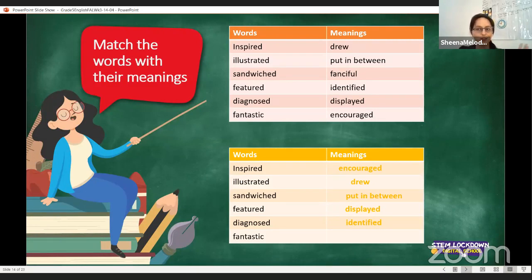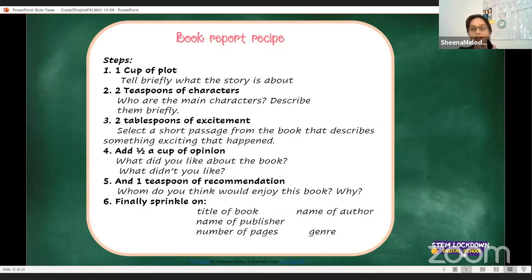Last one. I think you'll get that one because it's the last word there. Fantastic. Another word for something that is fantastic. Yes. Fanciful. Awesome. Good. Well done. So now we've looked at the words that are going to be in the stories we've just looked at.